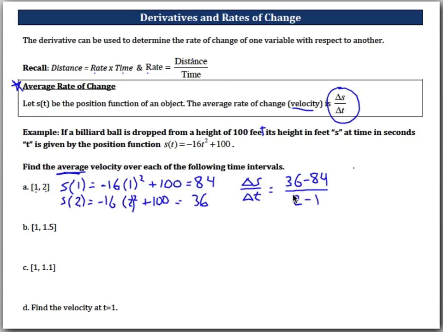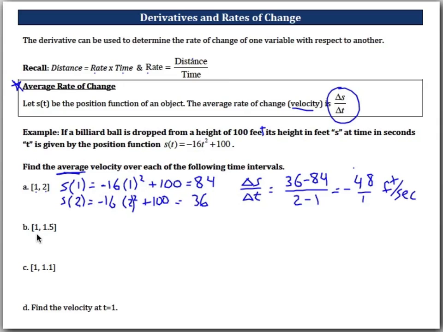Okay? And again, it doesn't matter which one you pick first, as long as you are consistent with which one you pick first. And this gives me negative 48 over 1, and this is going to be feet per second. Now, why is the velocity negative? Well, because the ball is dropping, so that's why we have a negative velocity there. So that's the average speed over that 1 second.